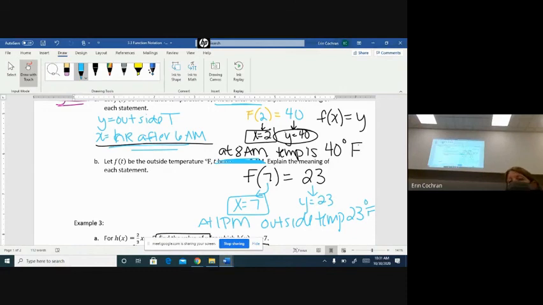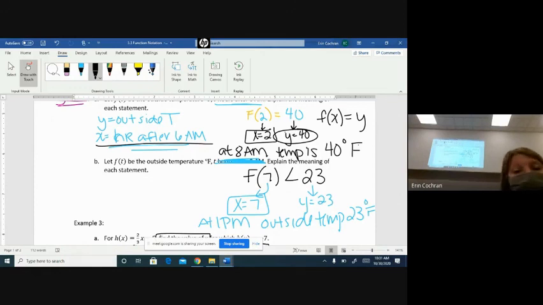Now, what if I changed this and made it a less than symbol? So at 1 p.m., my temp is going to be less than 23 degrees. That's the only difference. Instead of saying it is 23 degrees, it is less than 23 degrees. That's it. Okay. Does that make a little bit of sense to you guys?